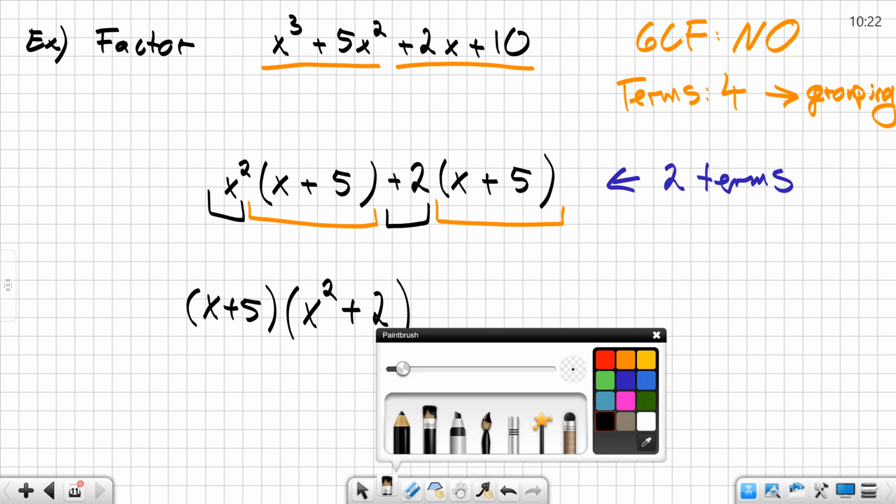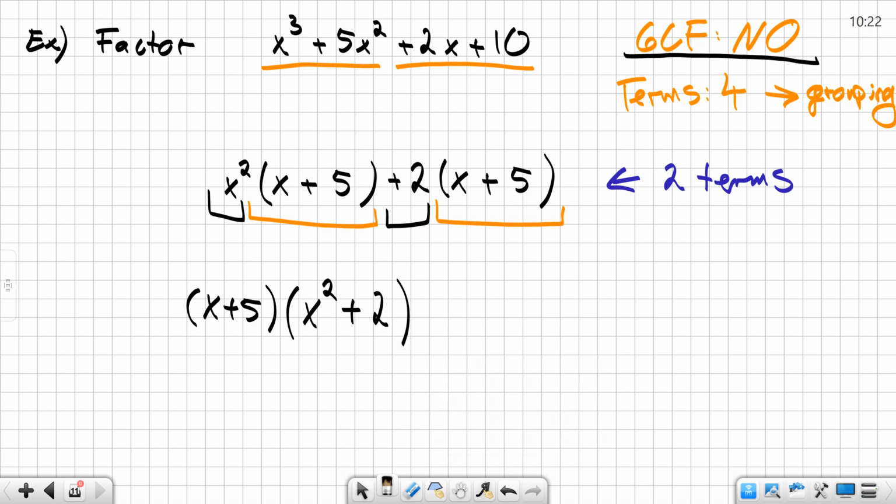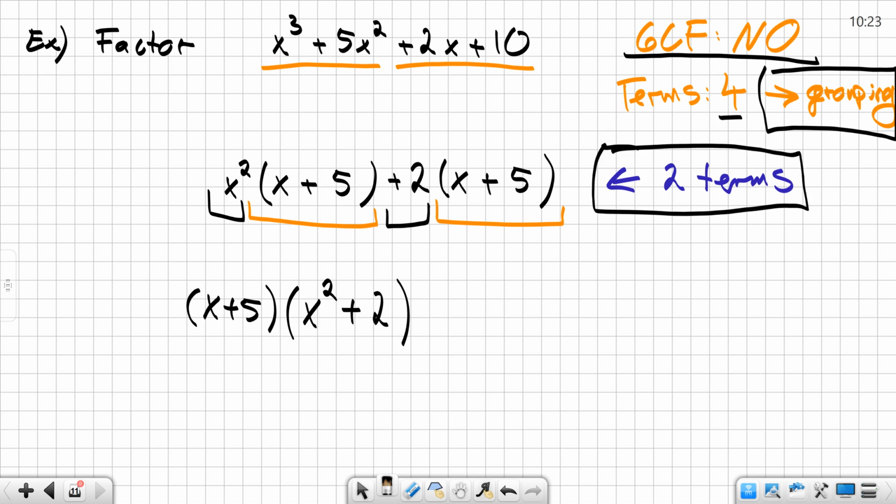So, one more time. 4 terms, no GCF, but you have 4 terms. We are going to be using factoring by grouping. We are pretending we have 2 groups, and we turn it into 2 terms. If we found a common factor, then we are just proceeding as before.